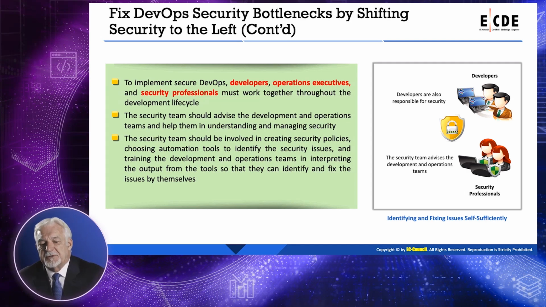The security team should also be involved in creating security policies, choosing automation tools to identify security issues, and training the development and operations teams in interpreting the output from those tools so they can identify and fix the issues by themselves. So on the right, the self-sufficiency kind of kicks in. Developers are also responsible for security, and the security team advises the development and operations teams.